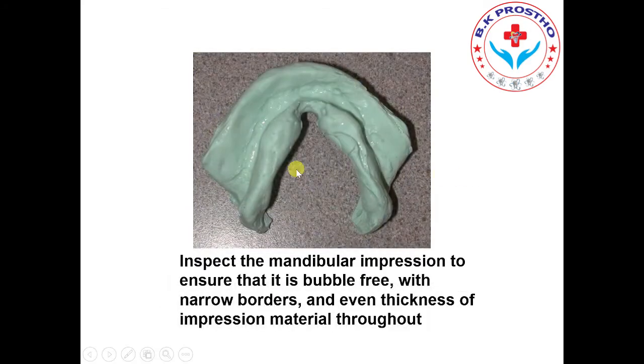So this recorded impression should be bubble free, with a narrow border, and there is no show through of the green stick or underlying tray, and there is a fine detail record of the tissues. Make sure there is an even thickness of the material throughout.